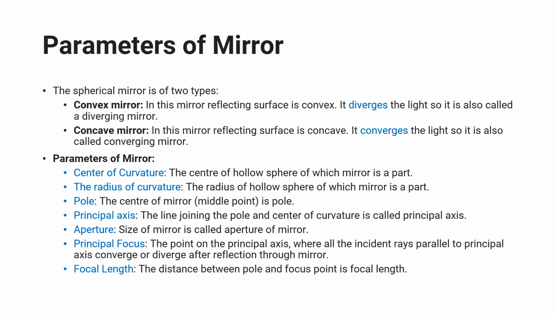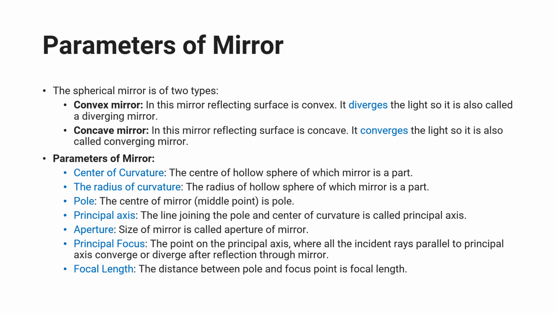Parameters of mirror. Center of curvature. The center of the hollow sphere of which the mirror is a part. The radius of curvature. The radius of the hollow sphere of which the mirror is a part. Pole. The center or middle point of the mirror is the pole. Principal axis. The line joining the pole and the center of curvature is called the principal axis. Aperture. The size of the mirror is called the aperture of the mirror.